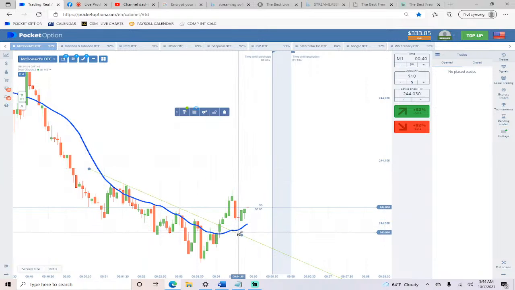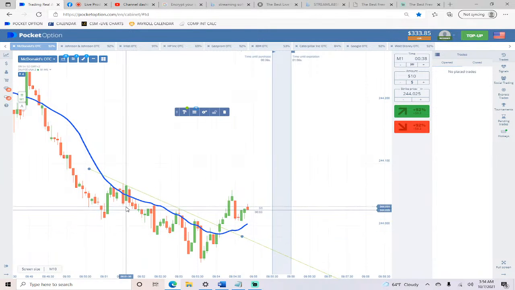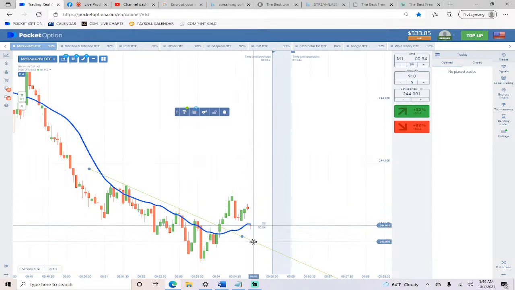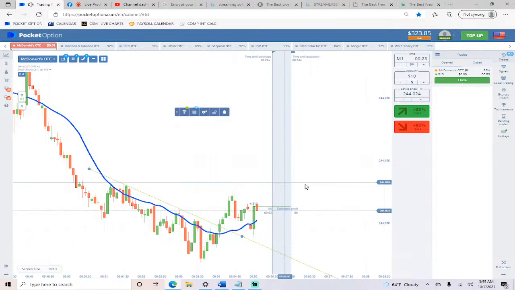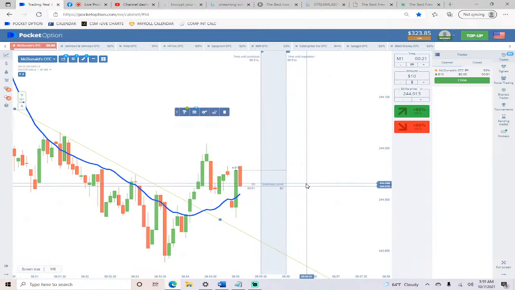Here's another great technique here. We're in a downtrend. The trend line was broken. Your best entry point is going to be down here. Wait for that beautiful push down. Nope, that's it. That was all I needed to say.